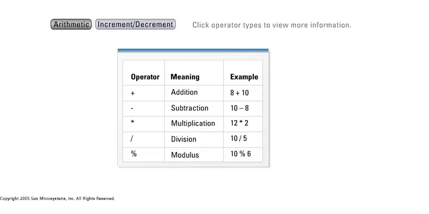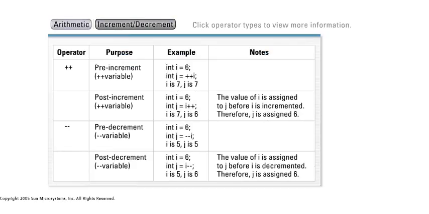Now let's look at the increment and decrement operators. So click the increment decrement button. The plus plus symbol is the increment operator, and it adds 1 to the value of the variable. The minus minus operator is the decrement operator, and it subtracts 1 from the value of the variable.